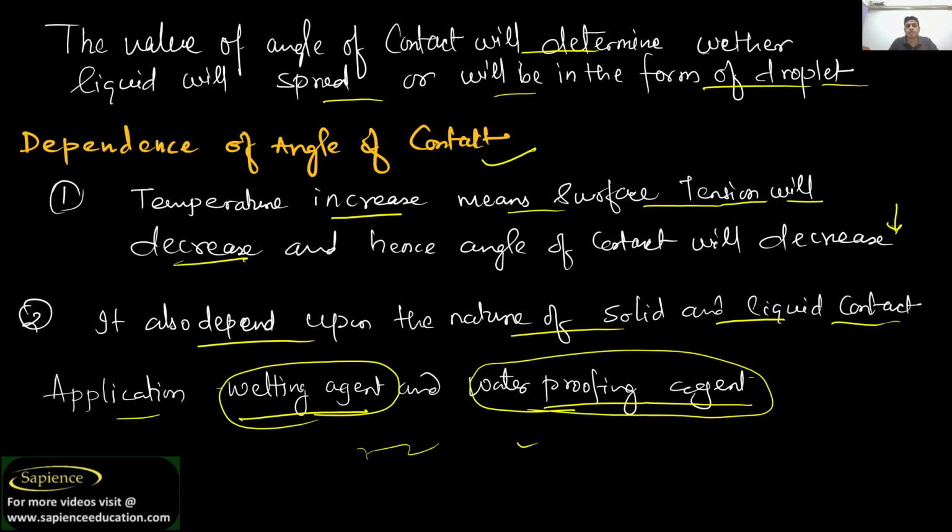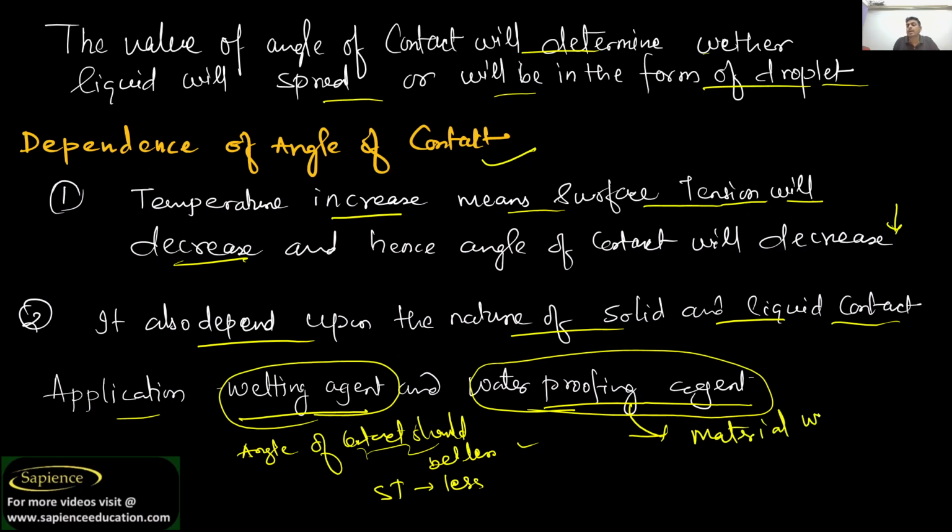So these are the wetting agent and the waterproofing agent. If you want a wetting agent, it means you need the angle of contact to be less, which means the surface tension should be less. And if you want a waterproofing agent, then you have to take a material with high surface tension. Got it?